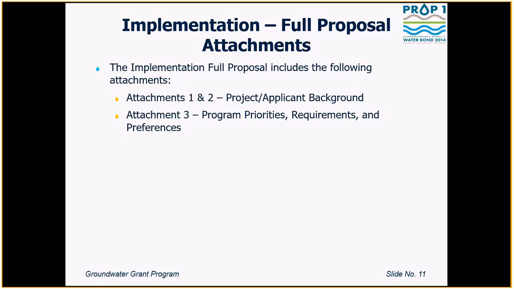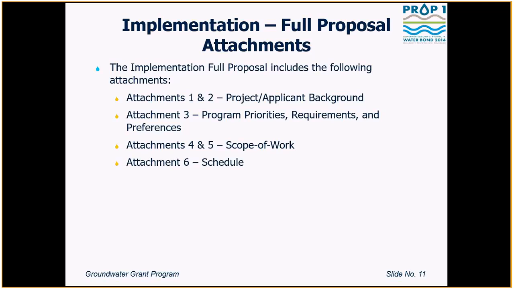Attachment 3 is for program priorities, requirements, and preferences. Information on these can be found starting on page 4 of the Prop 1 Groundwater Grant Program Guidelines. Again, as I said, there is a link to the guidelines in the FAAST questionnaire page. Attachments 4 and 5 are for the scope of work. These attachments should have a description of the work performed under each task and also include sufficient detail to justify that the work completed will achieve or lead up to the project goals.